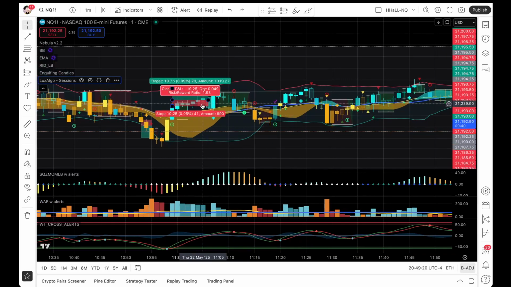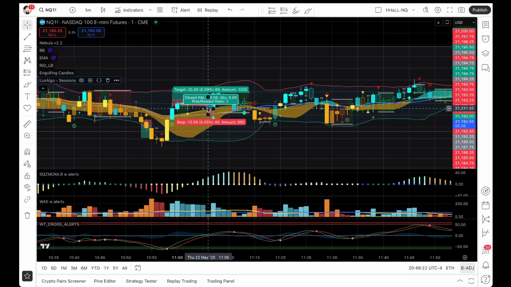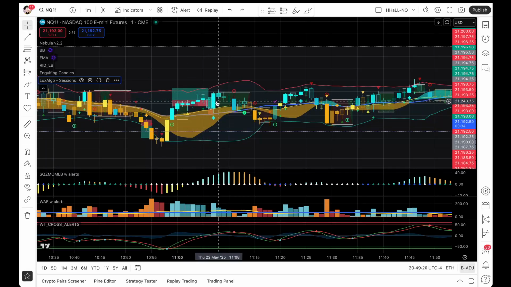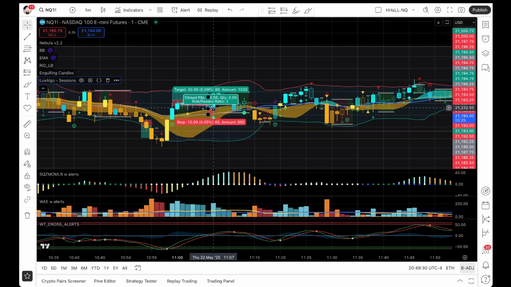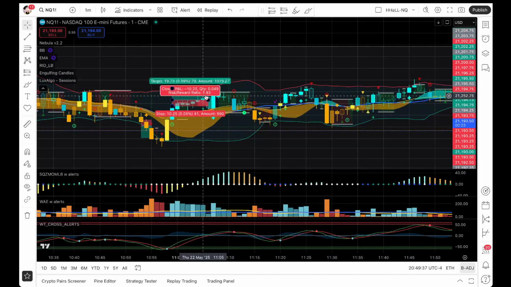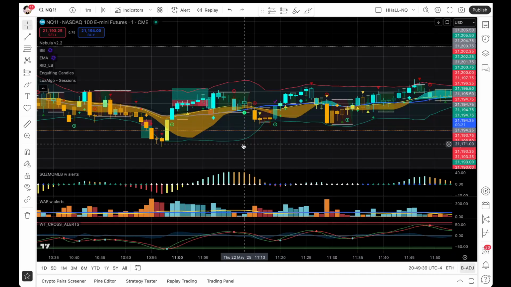A better entry is when the price pulled down to the EMA 21 here, and I would have gone in, because I like opening positions when it bounces off the EMA 21 right here. I could have opened and closed right at about a minute for a 20-point gain.